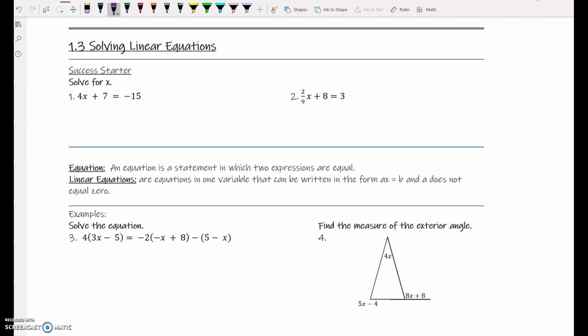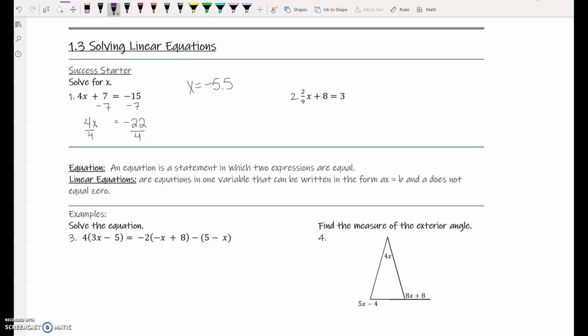Okay, for number 1, to solve a linear equation, we're going to start by subtracting 7 on both sides. That gives us 4x equals negative 22. We would then divide by 4. You don't have to use your calculator for this. If you do, you can leave this as a decimal. I believe the decimal is negative 5.5. Is that correct? So x is negative 5.5.